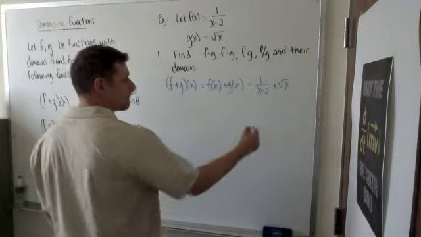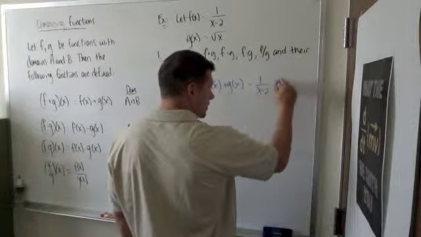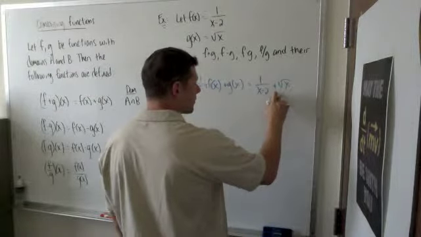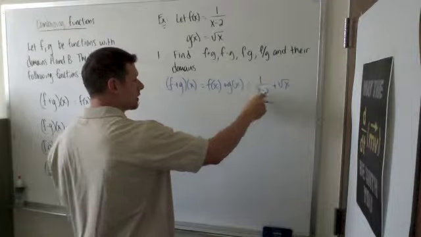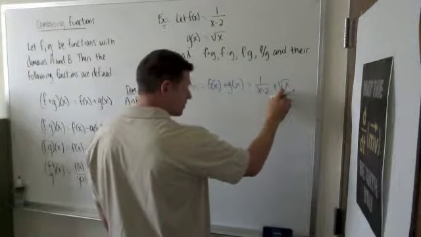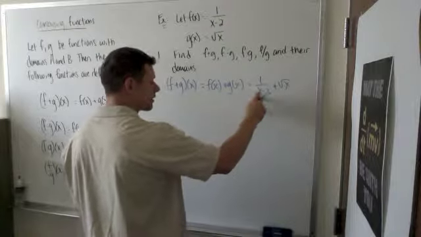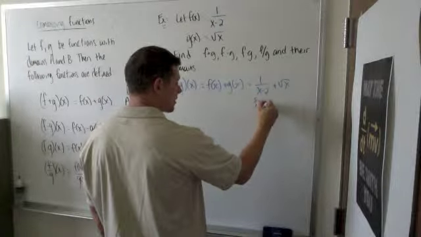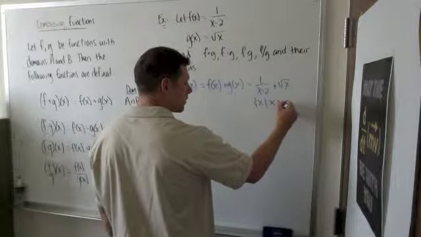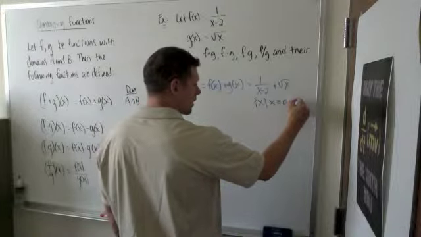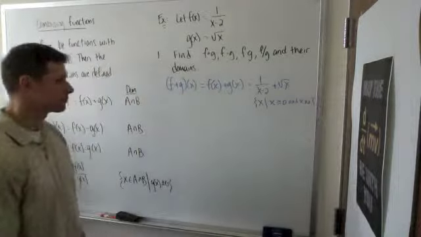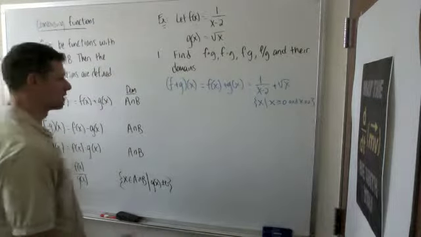What is the domain? Well, we know that the domain of root x is you've got to be greater than or equal to 0. So we have that, and we also know that in here we can't have x equal 2. So the domain is the set of all x such that x is greater than or equal to 0, and x cannot equal 2. All right, let's look at the difference now.